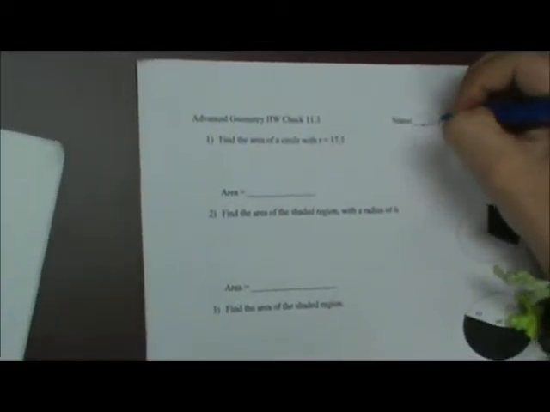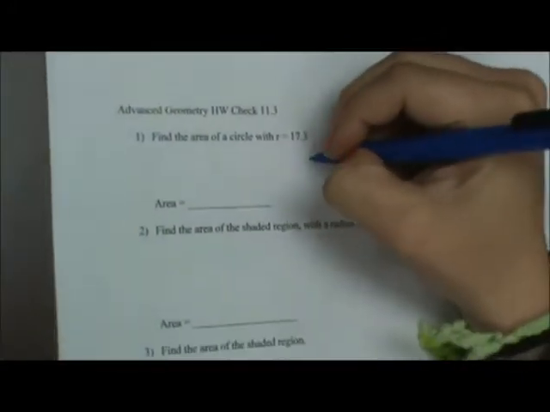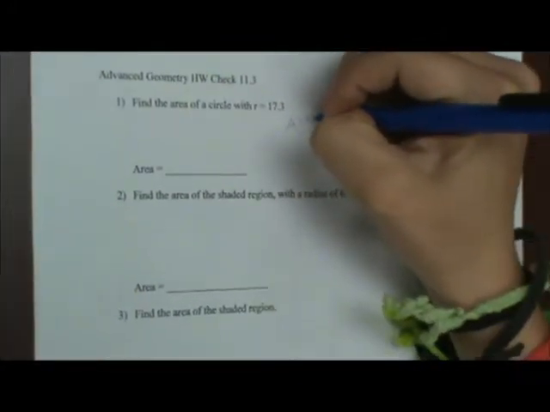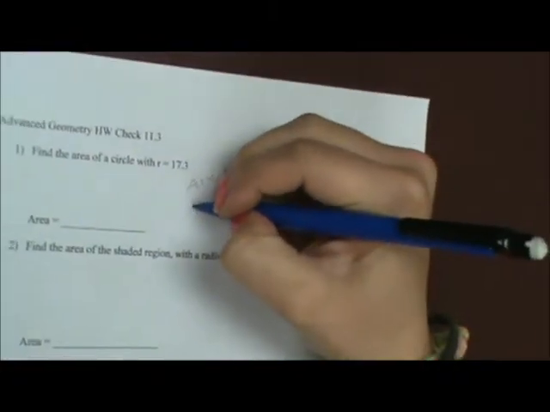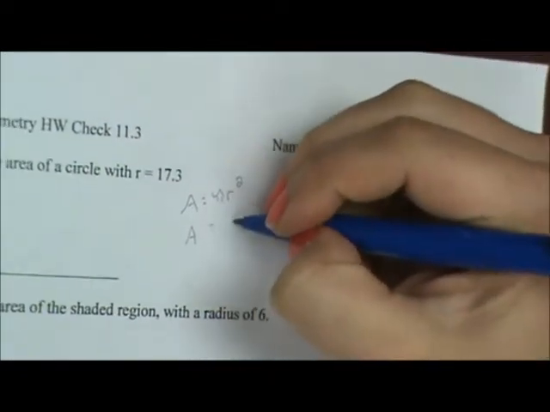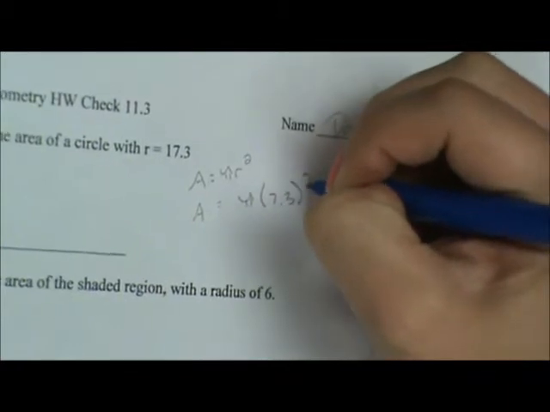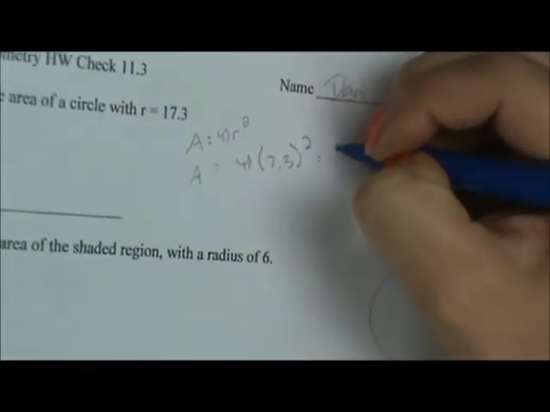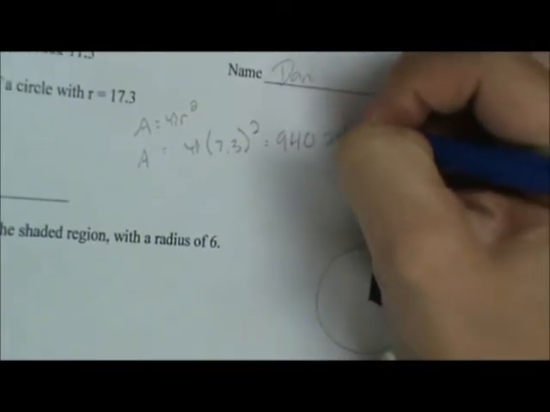For the first one, we have to find the area of this circle. It has a radius of 7, so we're going to plug that into the equation: area equals pi r squared, so it's pi times 17.3 squared, and that equals, once we get it written down, 904.24. So that's the area.